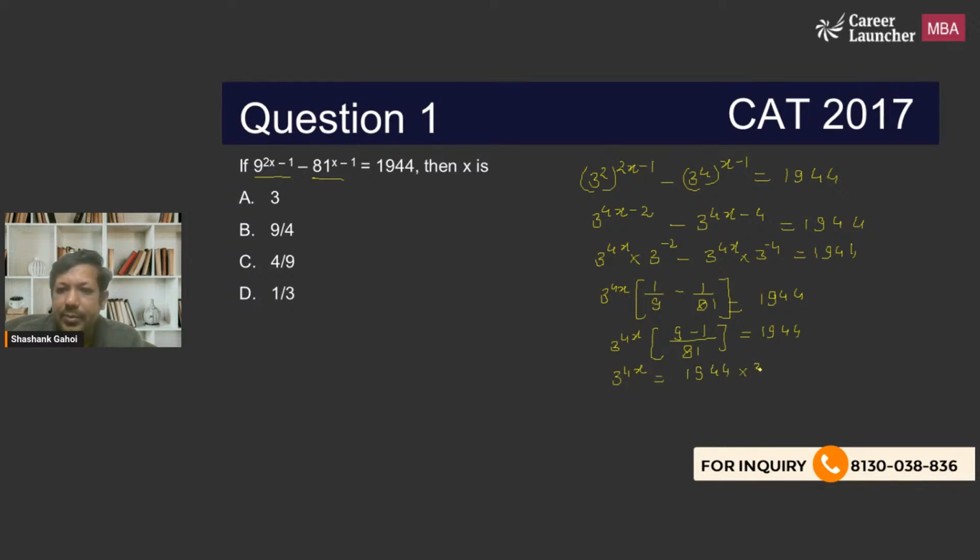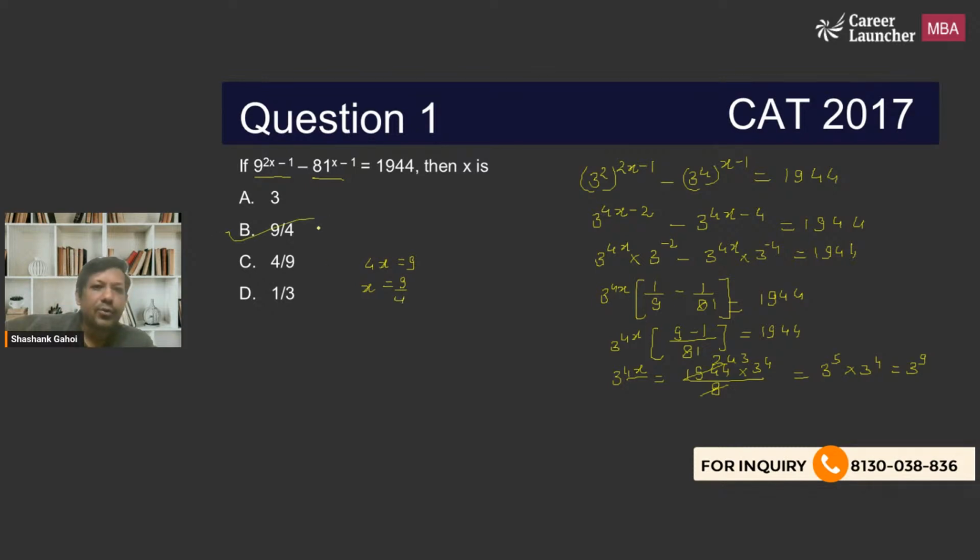into 81 upon 8, and it comes out to be 243. So 243 is actually 3 power 5 into 3 power 4. So this becomes 3 power 9. So from here I can say 4x is equal to 9. So x is equal to 9 upon 4. And here my answer of this question is going to be option B.